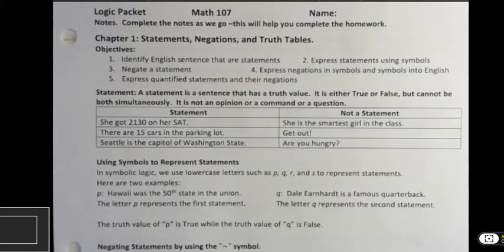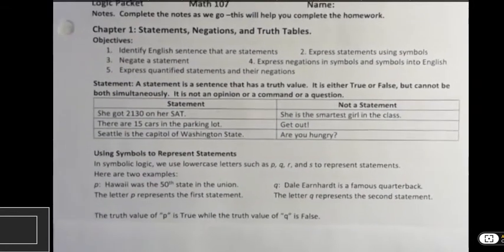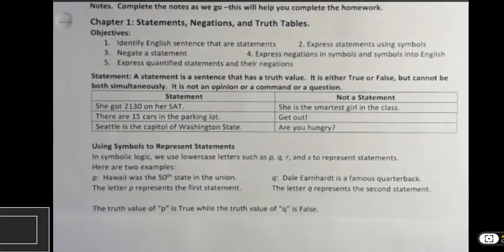So we use symbolic logic. We use symbols to represent statements in symbolic logic. For instance, if we have a statement like Hawaii is the 50th state in the Union, we might give that the letter P. Typically, we use P, Q, R, and S, but we can use any letters we want. Q would be the statement Dale Earnhardt is a famous quarterback. So Q represents that statement.